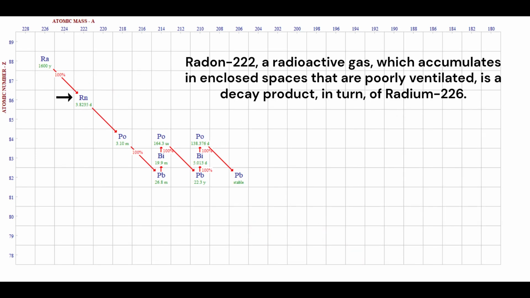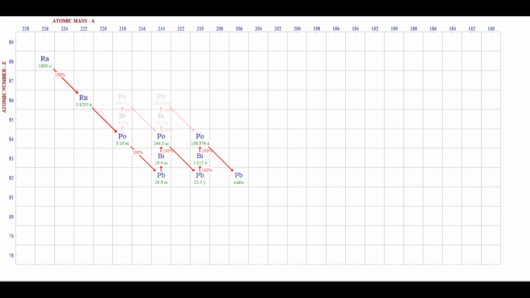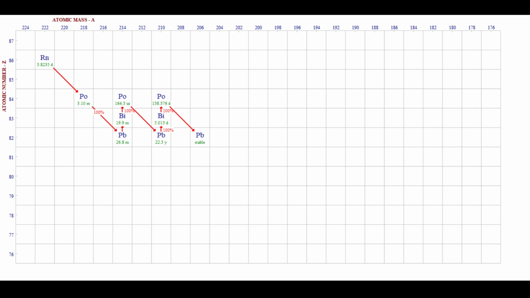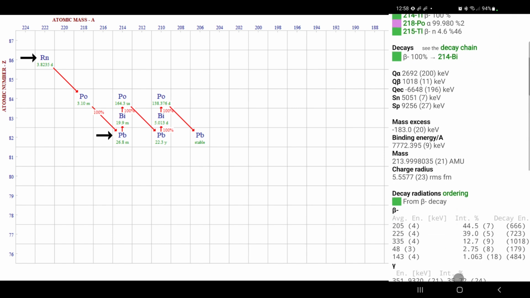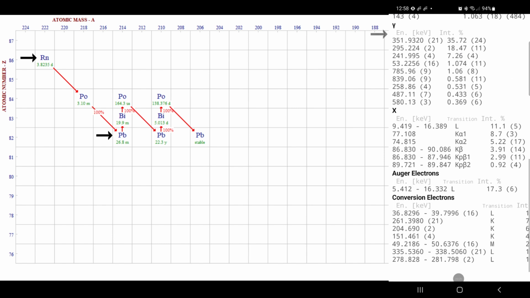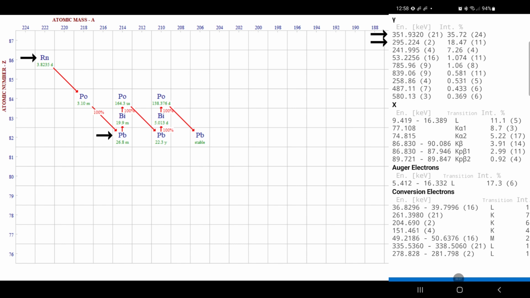Radon-222, a radioactive gas, which accumulates in enclosed spaces that are poorly ventilated, is a decay product, in turn, of radium-226. Lead-214, a decay product of radon-222, also emits gamma rays, including prominent ones at 352 keV, 295 keV, and 242 keV. These three photopeaks will be readily observable in a gamma spectrum.